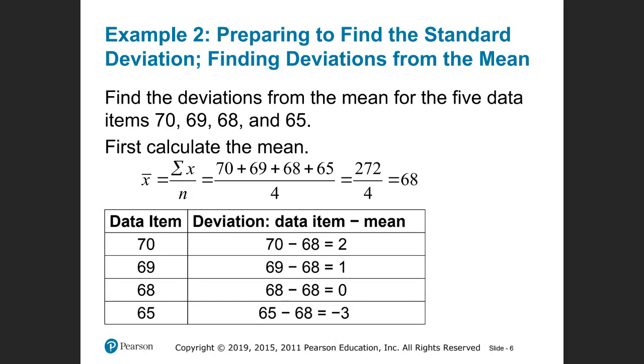Next, in our chart, we list our data items. So the deviation is going to be the data item minus the mean. For the data item 70, the deviation is going to be 70 minus 68, which is 2. Next, 69 minus 68 is 1. 68 minus 68 is 0. And 65 minus 68 is negative 3. Be sure to put negatives in there if they happen.